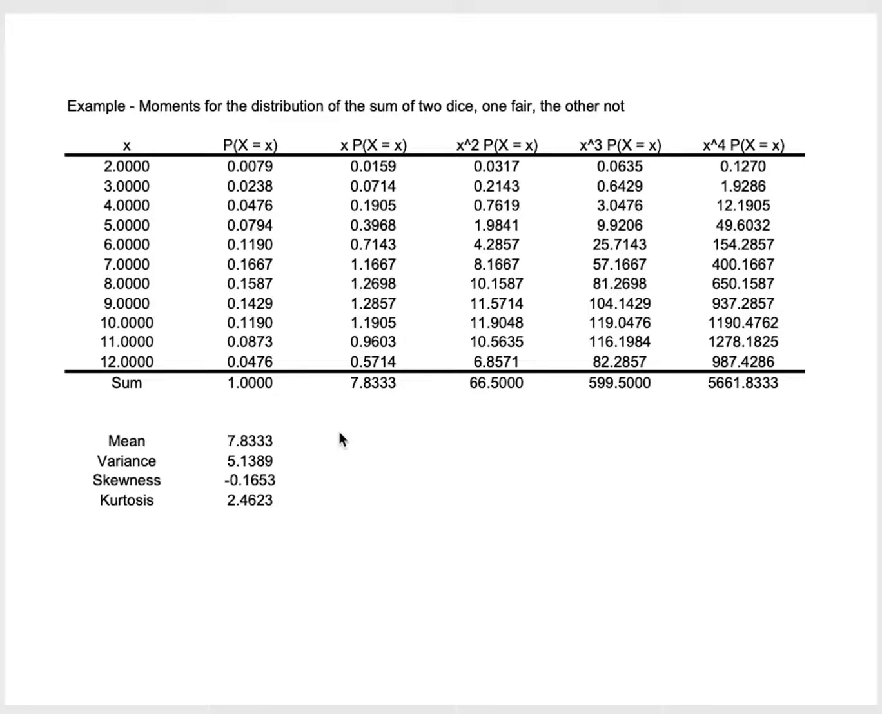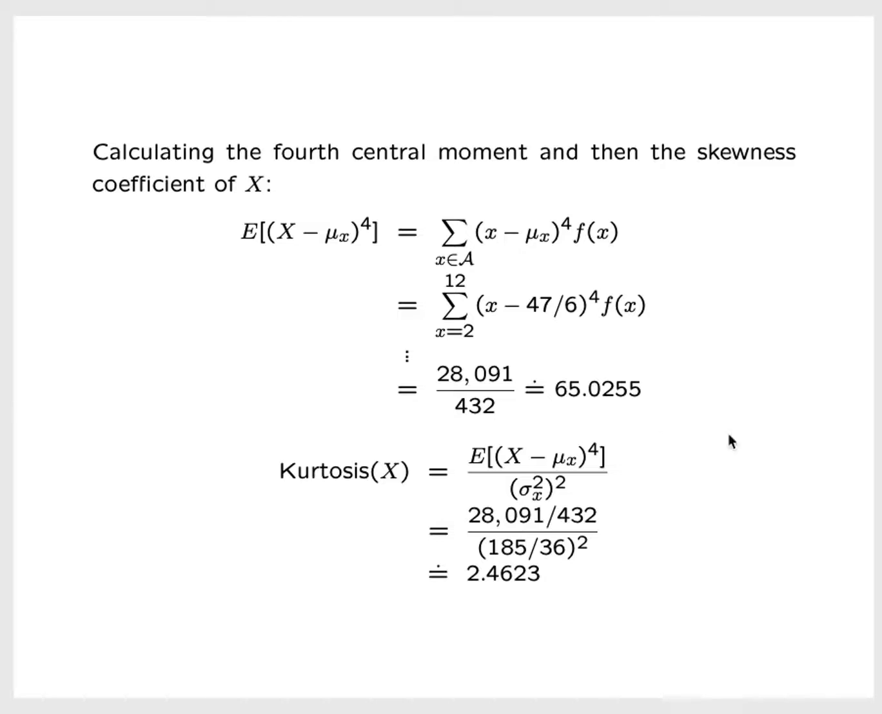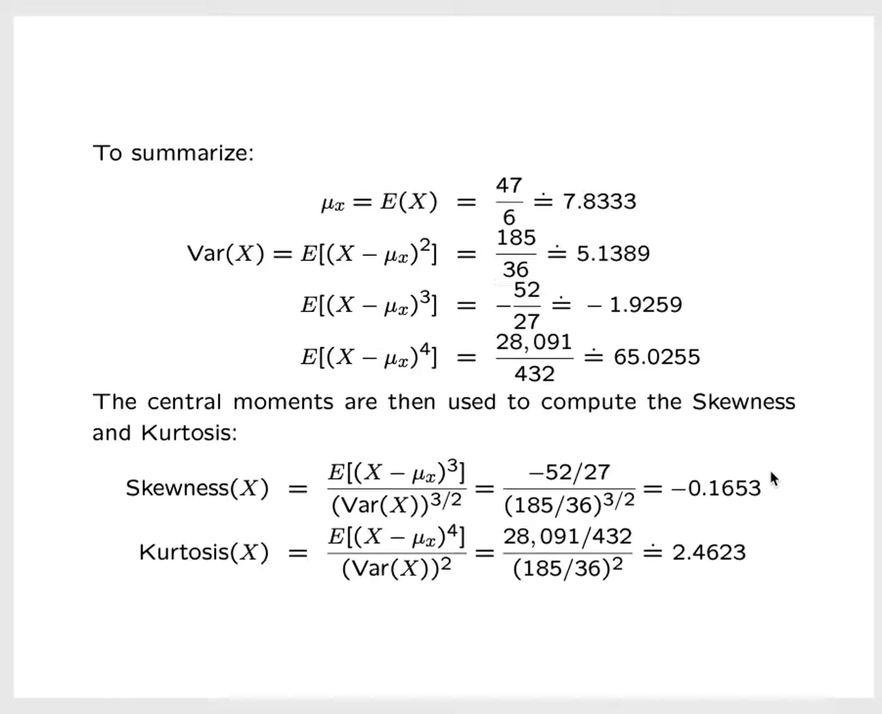So from the spreadsheet, the mean is 7.8333. The variance is 5.1389. The skewness coefficient is negative 0.1653. And the kurtosis is 2.4623, which are the same values obtained by hand. All right, and so going back to the slides, to wrap things up, here are the values we calculated.